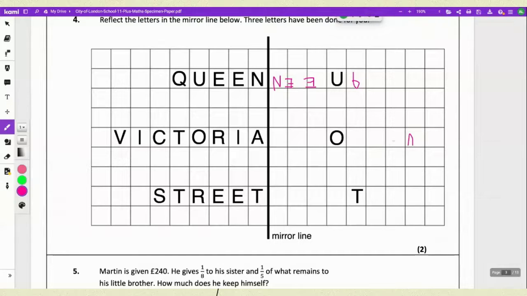Your V would be upside down. Your I, C, your T, then your R, I, and a A. The same one would be for the last one. That one also will be upside down. So you'll have S going upside down. Then you'll have R, E, and a T.